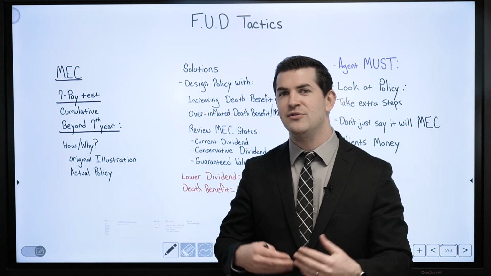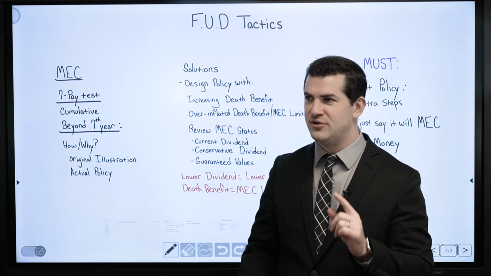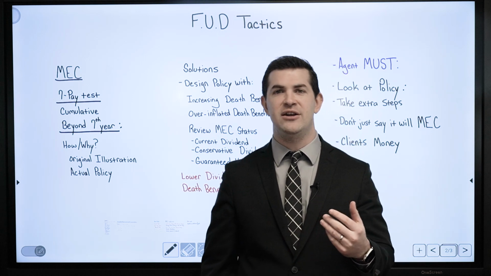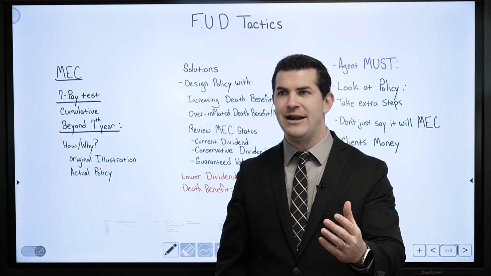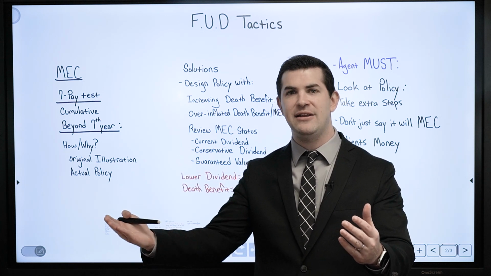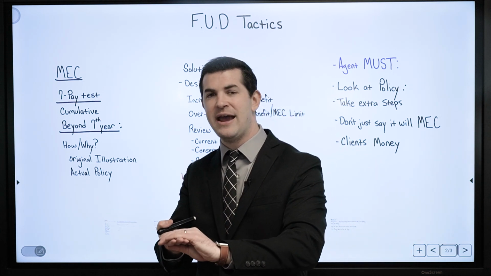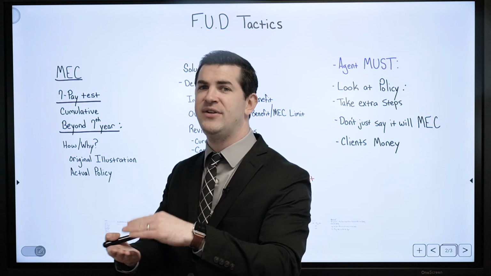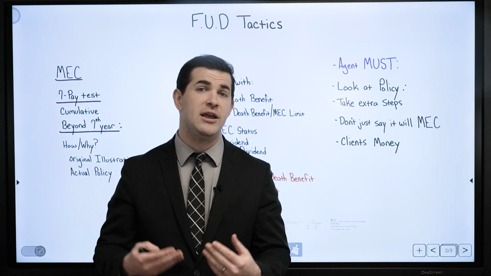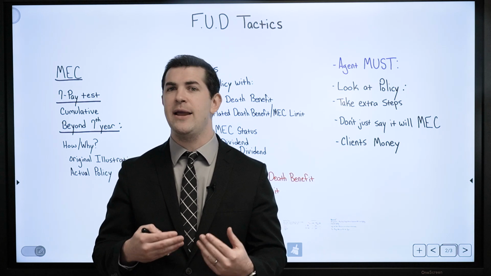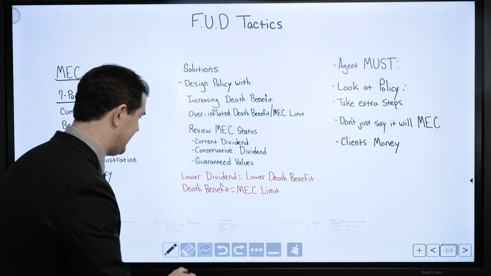If a policy becomes a MEC, a modified endowment contract, specifically what happens is I have to deal with taxation. The cash value still grows tax deferred, but anything I access in respect to the gains, I have to deal with ordinary income tax. And if I'm under the age of 59 and a half, I have to deal with a 10% penalty tax as well. In short, I do not want a policy to become a modified endowment contract.